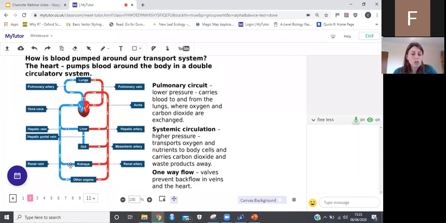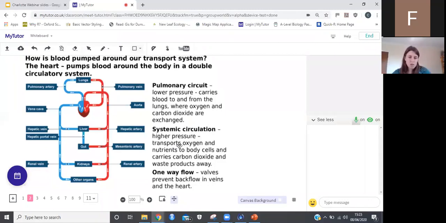Having gone to all parts of our body, the blood then drops off whatever it needs to, be that nutrients, oxygen, glucose, whatever those cells need, and then travels back to the heart through veins. So the renal veins, hepatic portal vein and hepatic vein, and finally the vena cava, which leads straight to the heart there. And then it'll be sent off again around the pulmonary circuit.